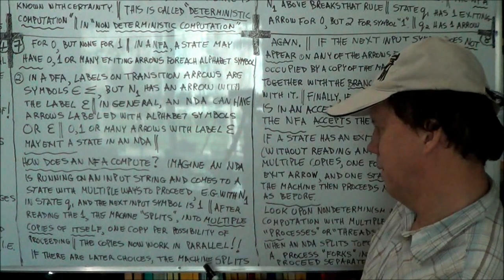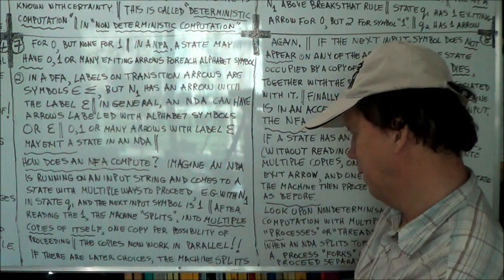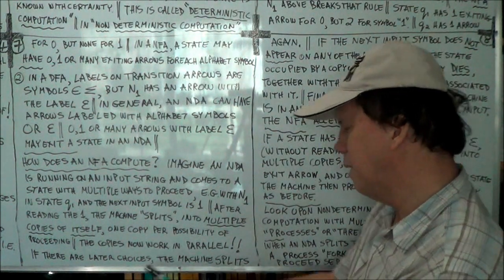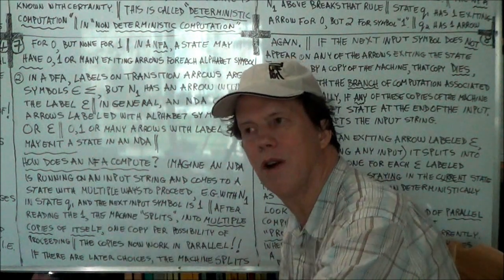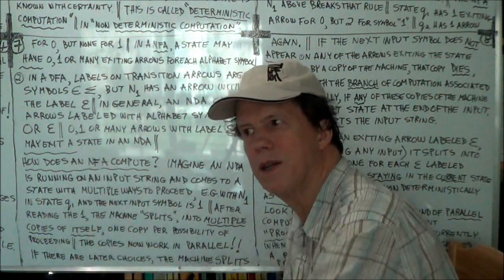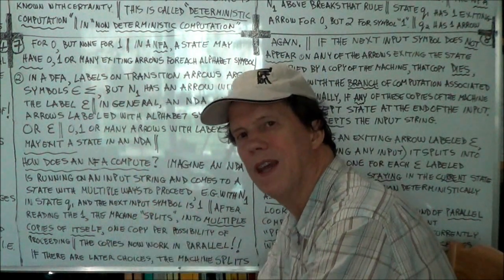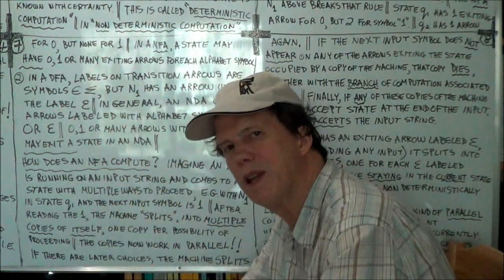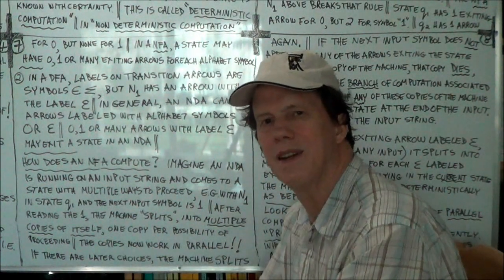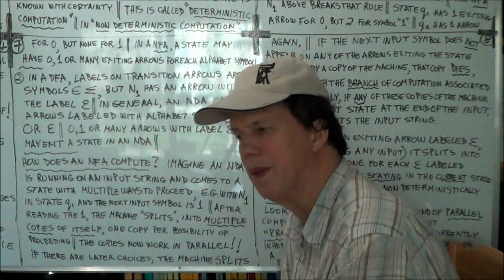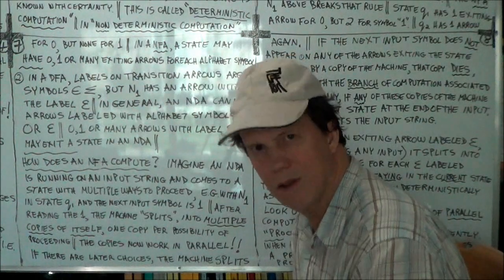So the copies then just work in parallel, right? And if this sort of thing happens again, imagine one of those copies comes to a state and there are two or more possibilities. Well, it splits again, so you could get splitting and splitting and splitting. You have a whole tree of splits, sort of an upside down tree. An NFA can do that.